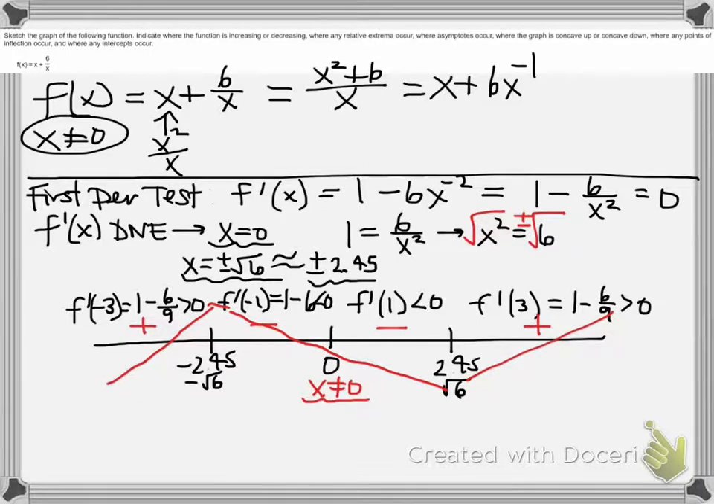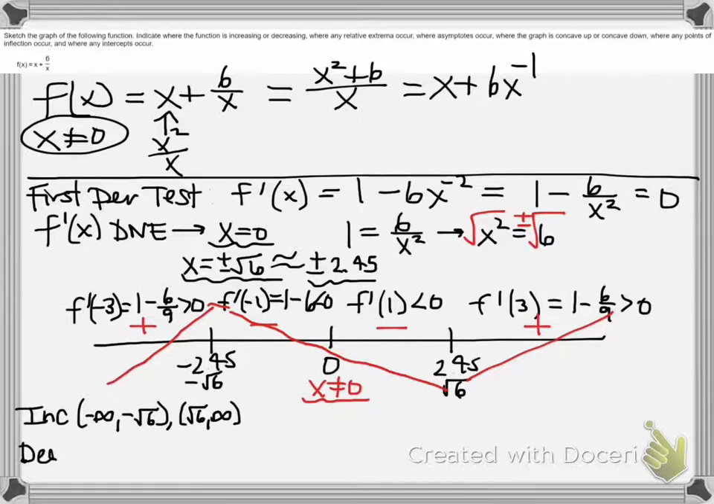Alright, two things we're trying to answer here with the first derivative test. First thing is where the function is increasing and decreasing. The function is increasing from -infinity to negative square root of 6, and it's also increasing from square root of 6 up to infinity. And then the function is decreasing wherever I see those negative signs.